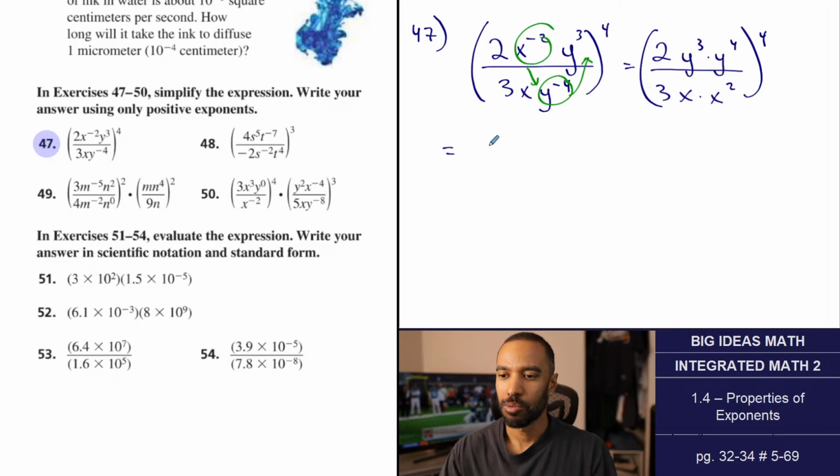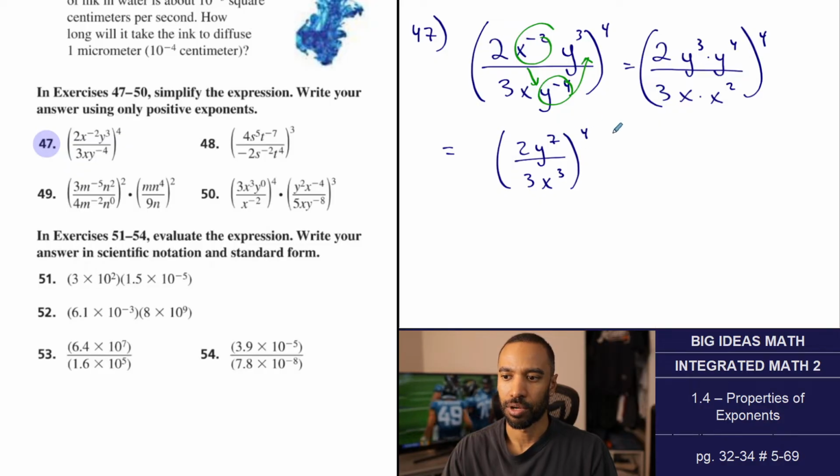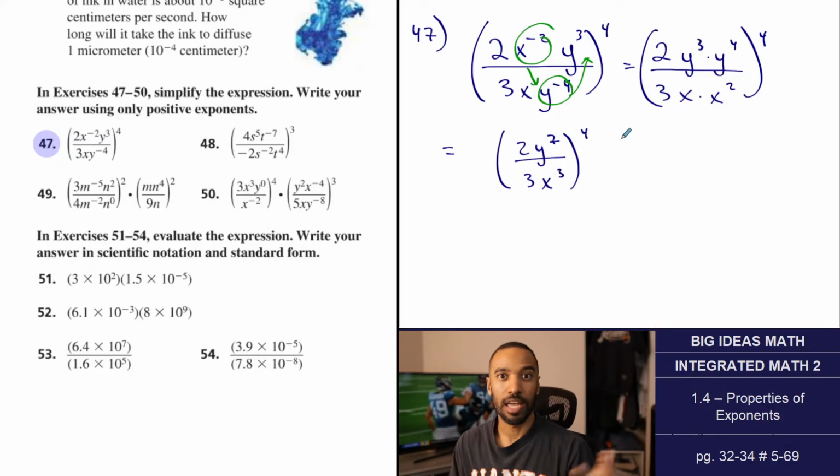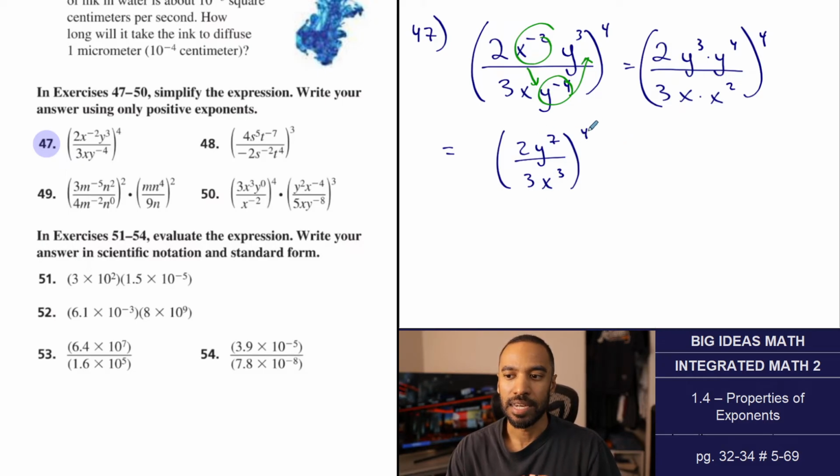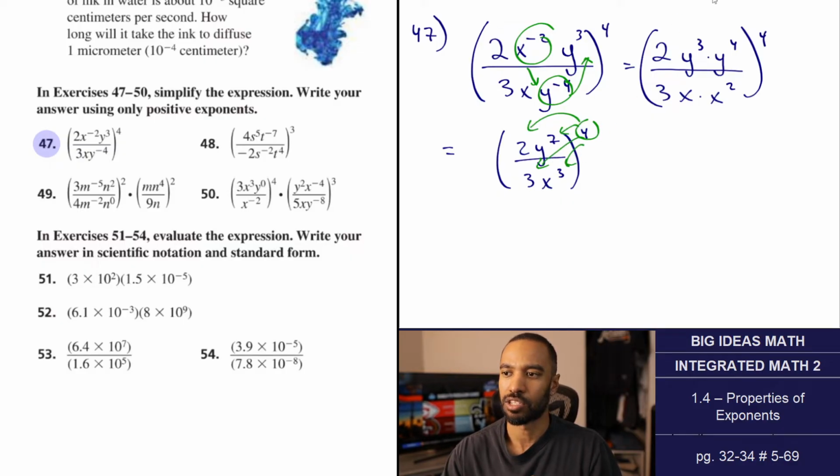Now, y cubed times y to the 4th is y to the 7th. X times x squared is x cubed, and that's to the 4th. So now that we've cleaned up the inside, and 2/3 couldn't reduce, but I would have done that too. Now that I've cleaned up the inside, now I'll raise these parts to the 4th power. So to the 4th power goes 2, y to the 7th, 3, and x cubed.